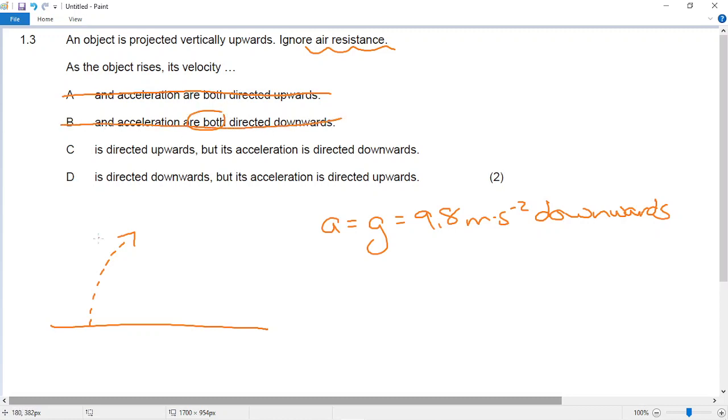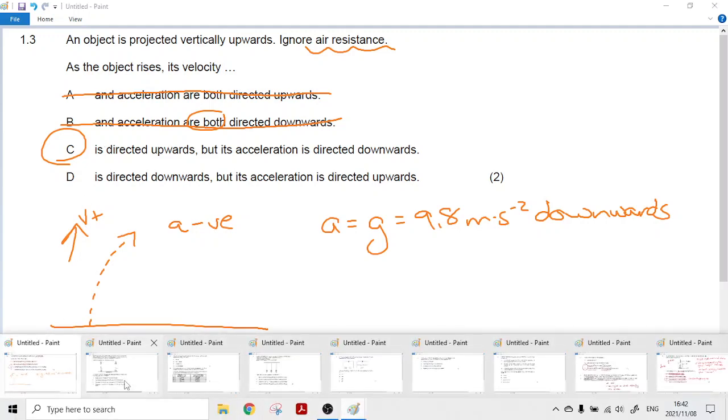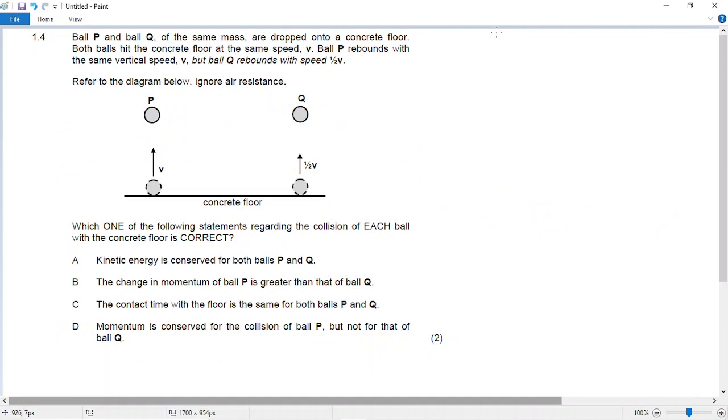No, that is not true. The v is positive and the a is negative. So the answer here is C. The velocity is up, but the acceleration is down. Remember, the acceleration for a projectile is always down to the center of the Earth.